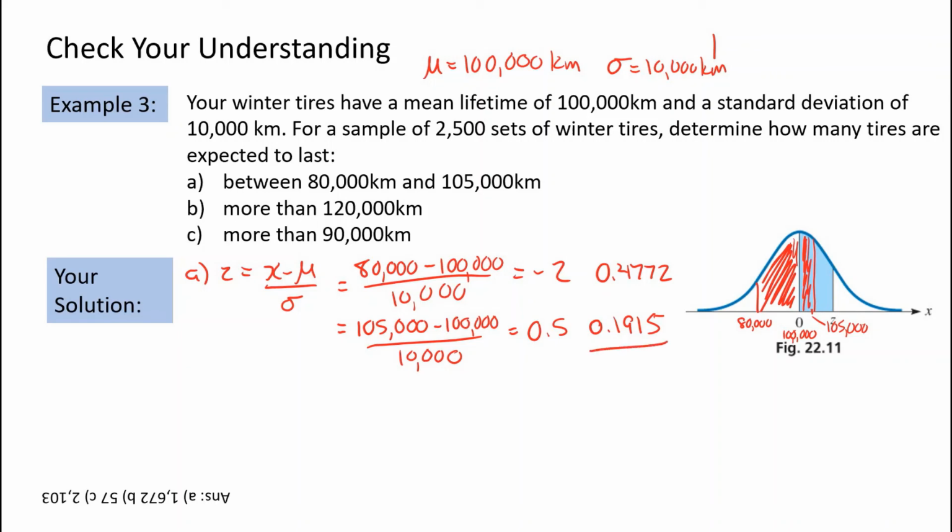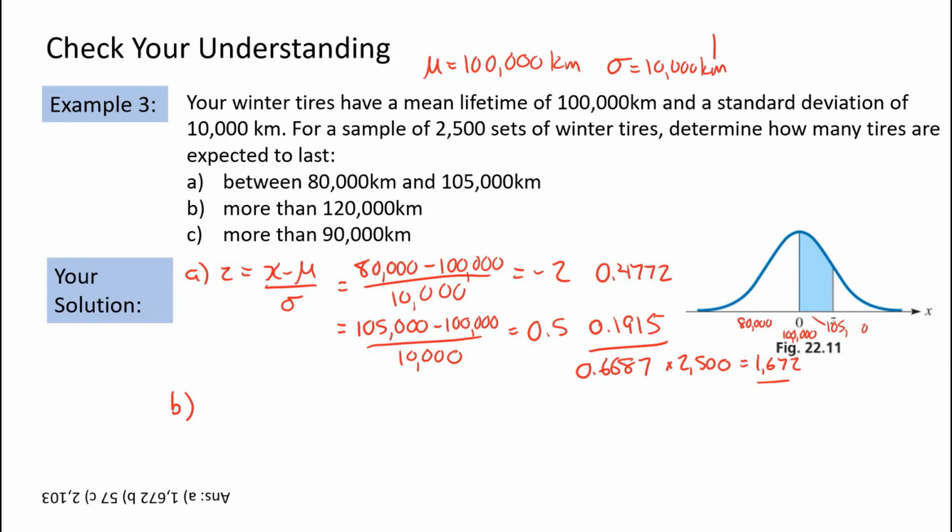So if we add those two up, we get 0.6687, again, approximately 2/3, right? 66.87%. If we multiply that by 2,500 tires in the sample, we get 1,672 sets of tires. So about 2/3 of the tires should last somewhere between 80 and 105,000 kilometers. For part B, we're looking at more than 120,000.